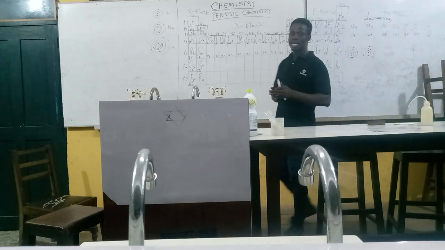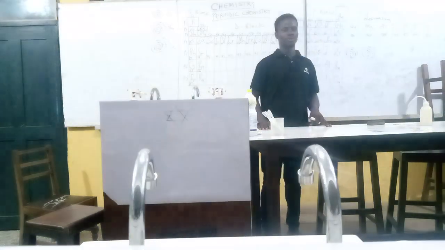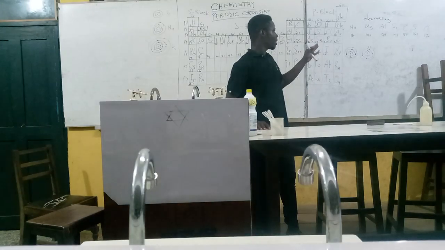So, in actual sense, sodium is bigger in size than magnesium, and magnesium is bigger in size than aluminium. Aluminium is bigger in size than silicon. Silicon is bigger in size than phosphorus. Phosphorus is bigger in size than sulfur, and sulfur is bigger in size than chlorine. So moving from left to right on this periodic table, chlorine is the smallest here. So the bigger the nuclear charge, the smaller the atom. That is what we need to understand from here.